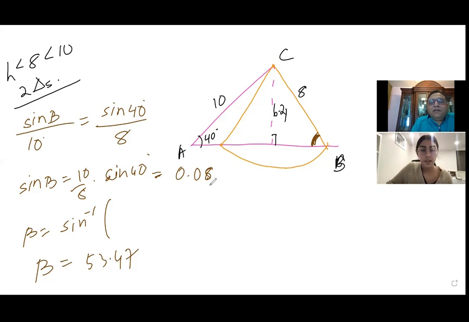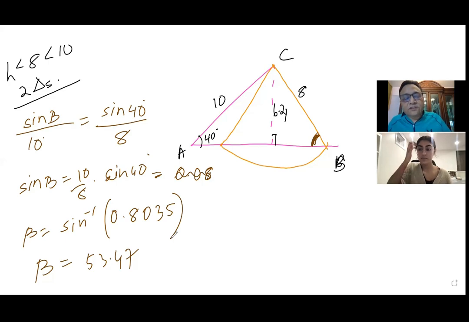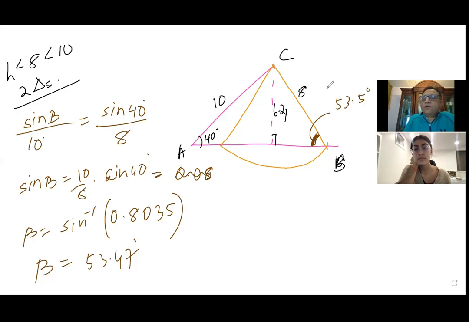What did you get? Sine B is equal to 0.8035. Correct. So sine inverse of 0.8035, you got the angle of 53.47, right? That really means you calculated this angle as 53.5 degrees, let us say. Rounding. Yeah.